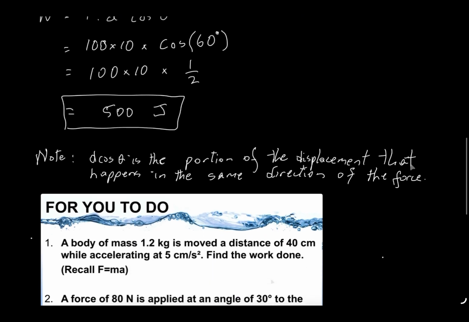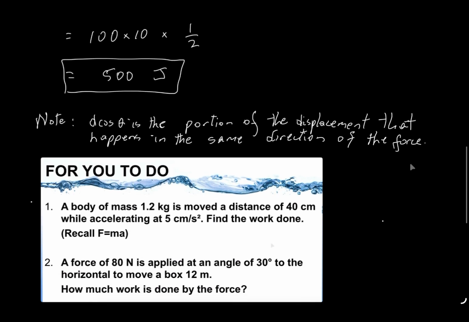Now here are 2 problems for you to consider. Number 1, a mass of 1.2 kilograms is moved a distance of 40 centimeters while accelerating at 5 centimeters per second squared. Find the work done. And 2, a force of 80 newtons is applied at an angle of 30 degrees to the horizontal to move a box 12 meters. How much work is done by the force?